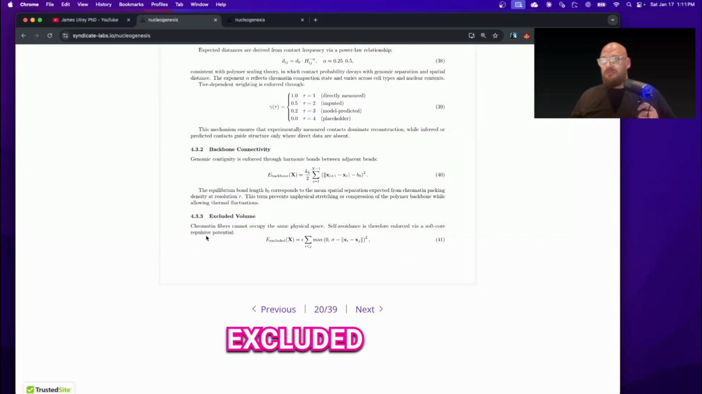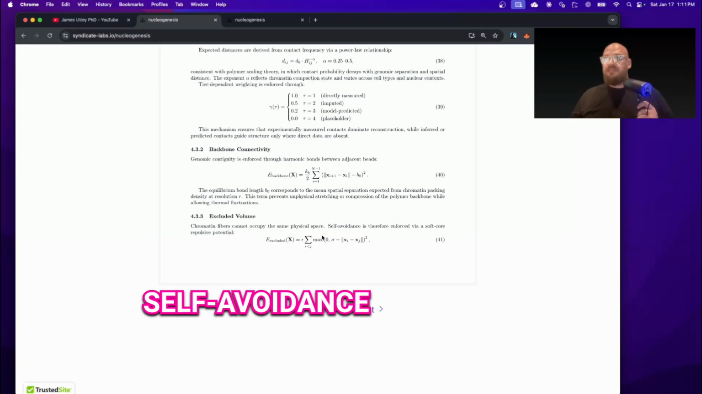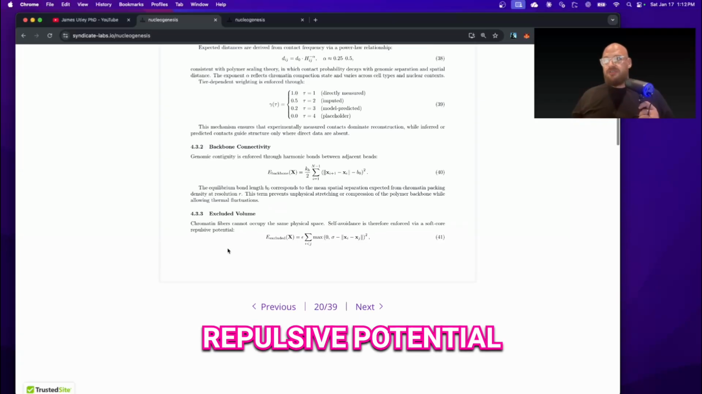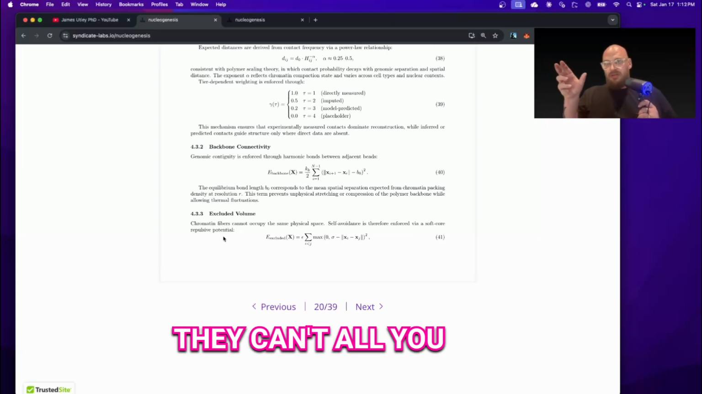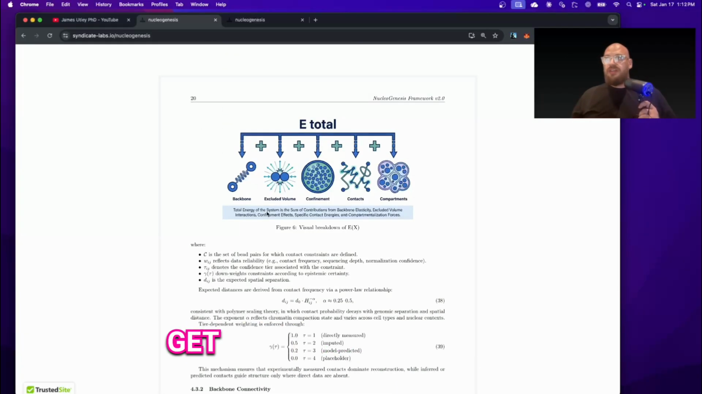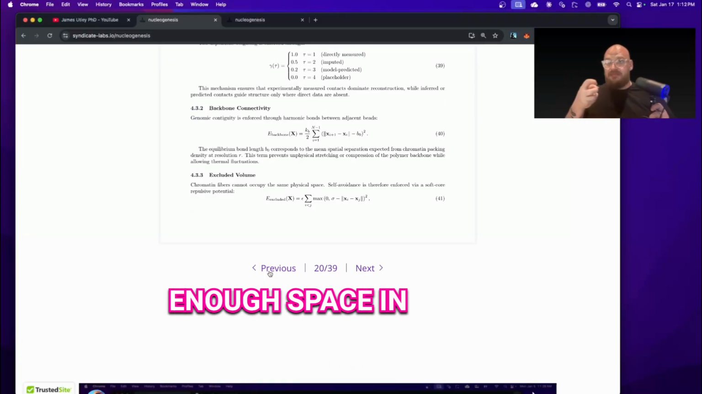So excluded volume. Chromatin fibers cannot occupy the same physical space. Self-avoidance is therefore enforced via a soft-core repulsive potential, right? So the chromatin fibers can't all occupy the same space, there's a repulsive nature to them, and that's where you get the excluded volume, which means making sure that there's enough space in between them.